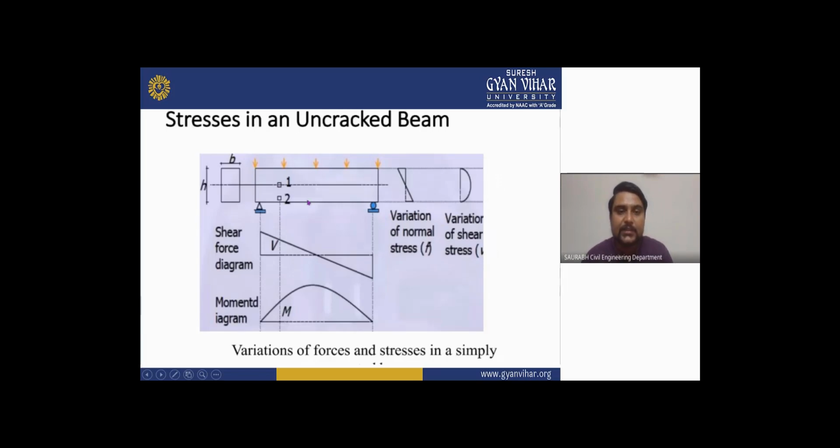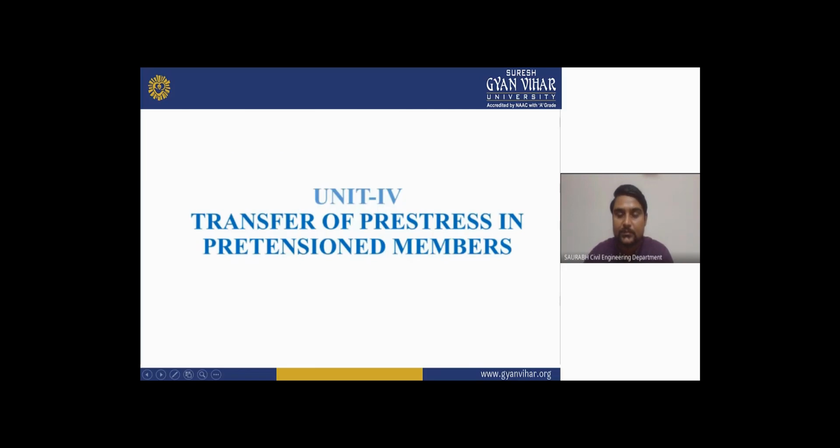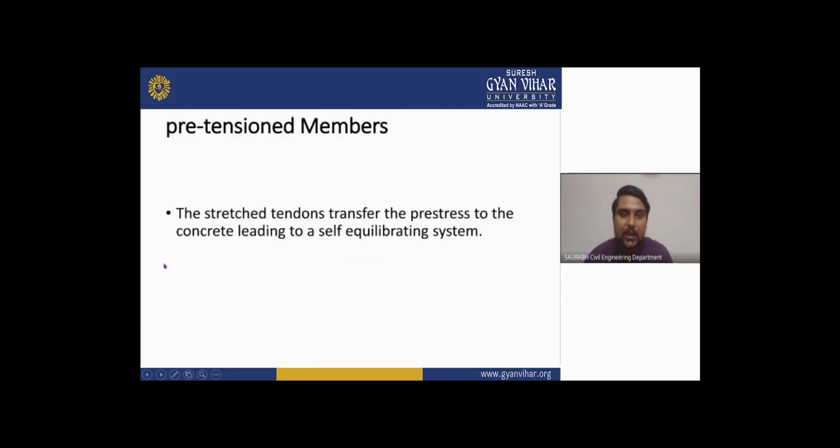As you can see, this is the stress diagram of a cracked beam, which is showing the shear force diagram and bending moment diagram. And this is the variation in the normal stress and variation in the shear stress. This is showing variation of force and stress in a simply supported beam. Now we will see the pre-tension member, the stress in tendon transferred to the pre-stress.